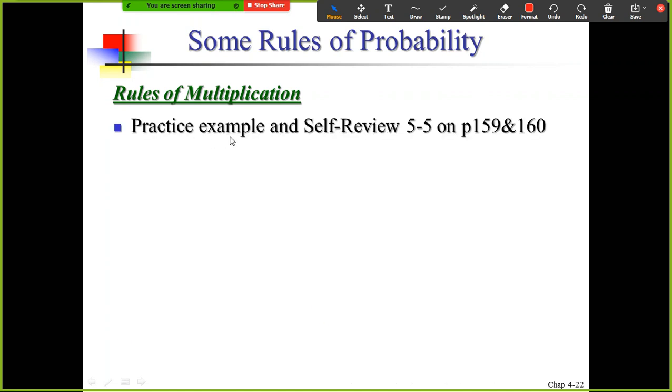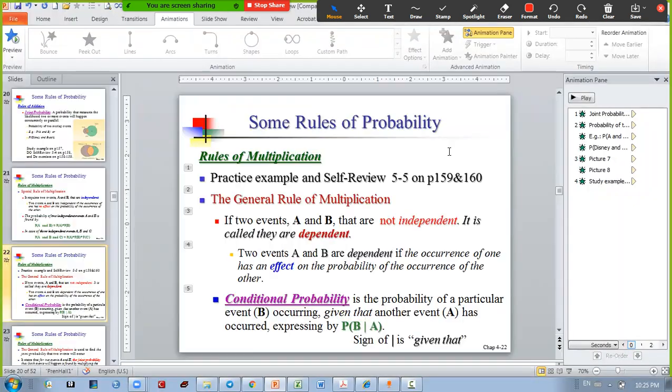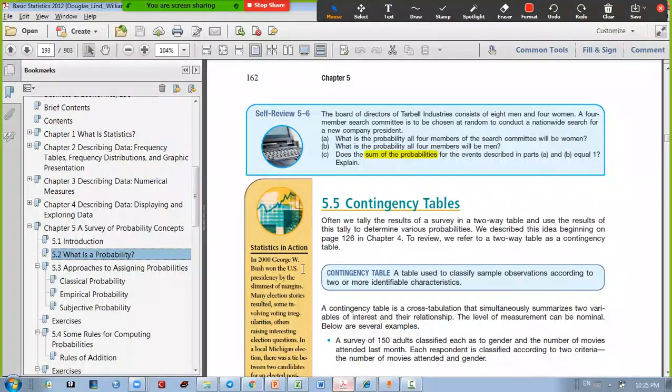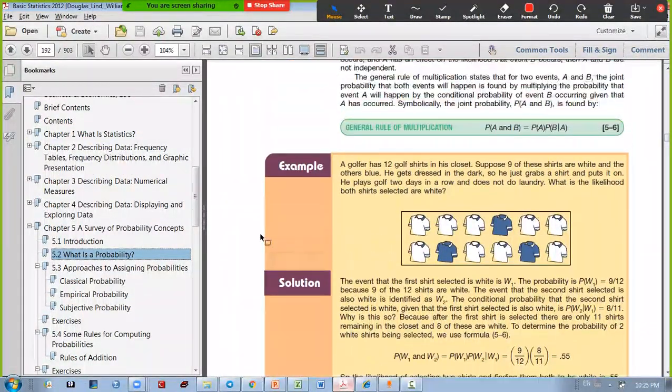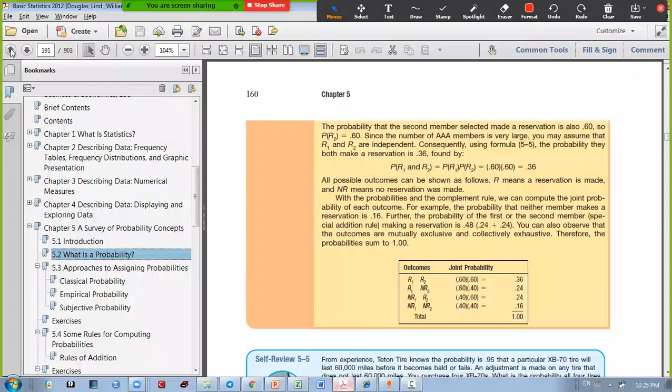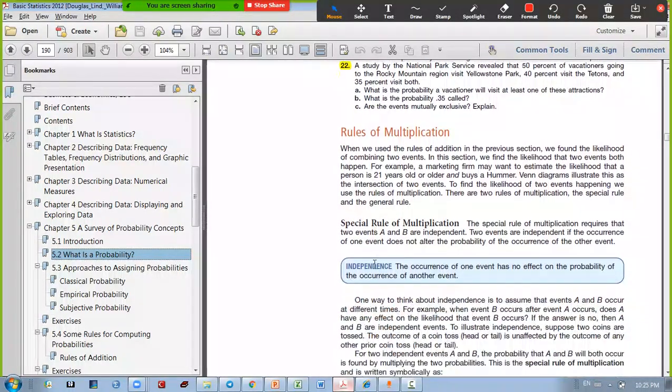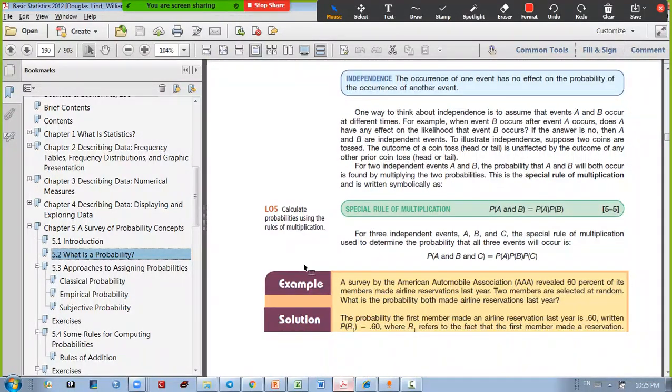Okay, this is a short explanation, and you can go see the example, study the example, and do Self Review 5.5 on pages 159 and 160. Just 159, this is the example that you need to see or study.